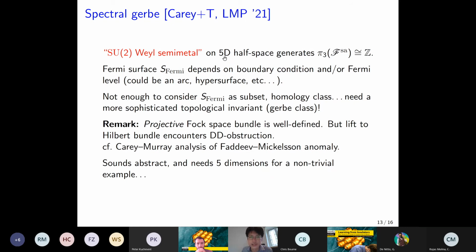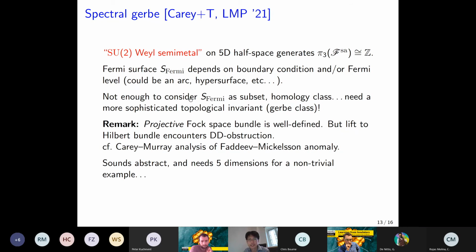The caveat is that you need to do it in 5 dimensions, on a 5-dimensional half space. But I want to point out that we had some discussion on Fermi surfaces, but the Fermi surface, if you look at this example that I've not written down concretely, but if you work it out, you'll find that the Fermi surface as a set or as a topological space depends very, very sensitively on the boundary condition and also on the choice of Fermi level. So you could develop from an arc, you could turn into a hypersurface, which looks completely different from an arc, and so on. So it's not enough in this business to consider these anomalous Fermi surfaces as a subset, as a homology class, etc.